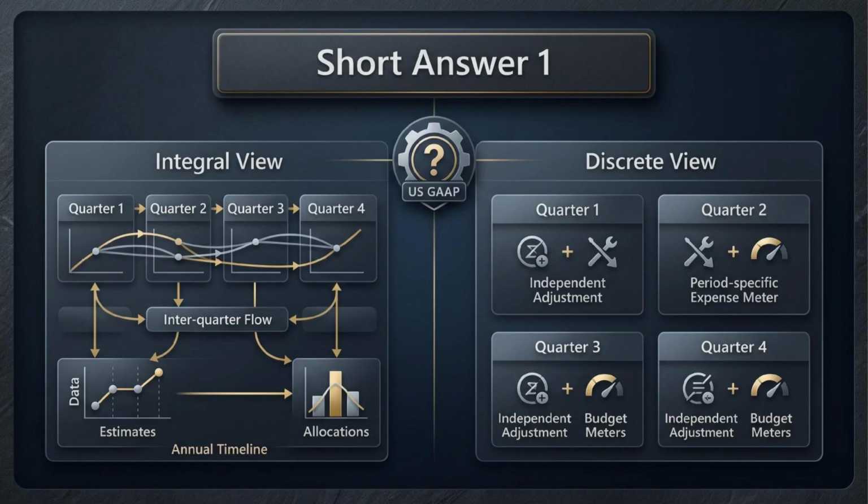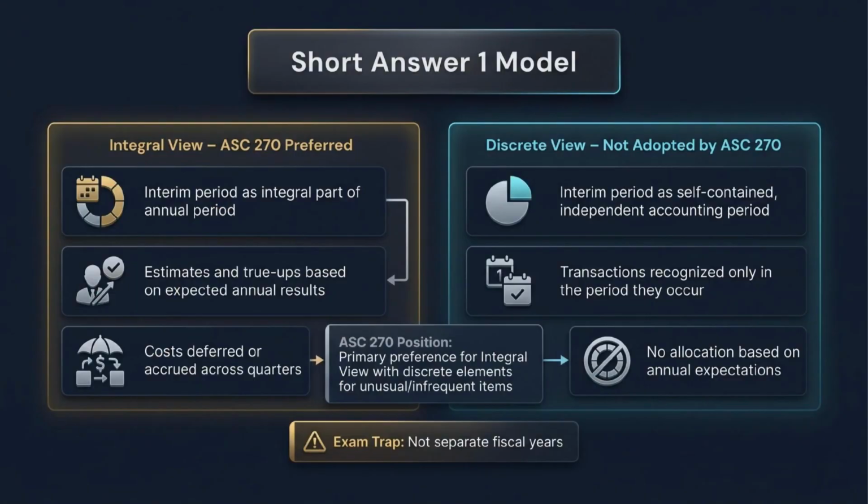For the integral view, think about how a quarter connects to the full year. For the discrete view, think about what happens when each quarter is treated independently. Take a moment to form a concise 3-point answer. A strong answer should say that the integral view treats each interim period as part of the annual reporting period.